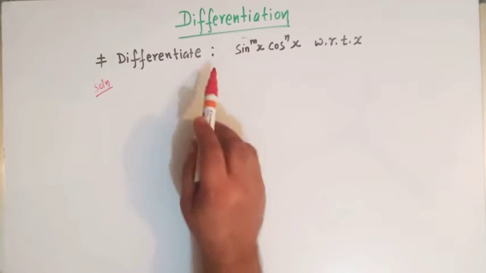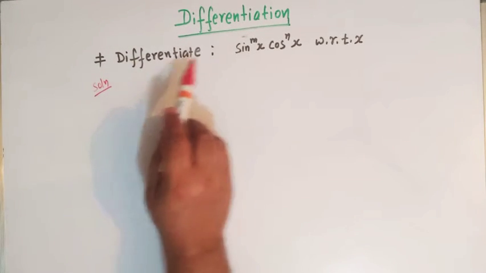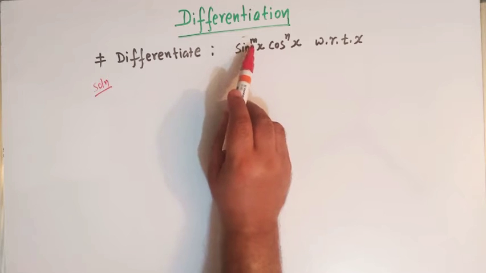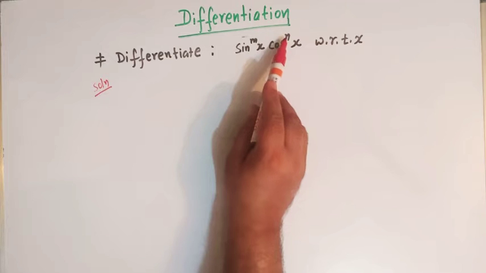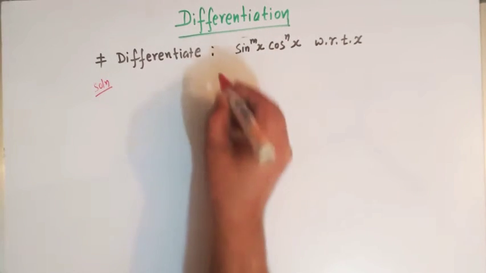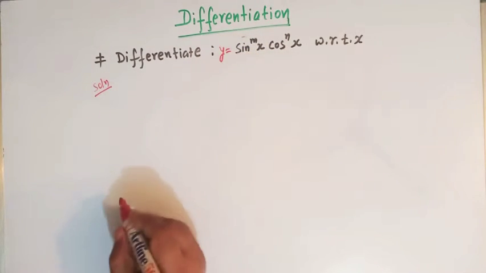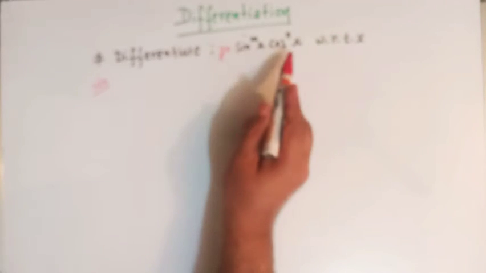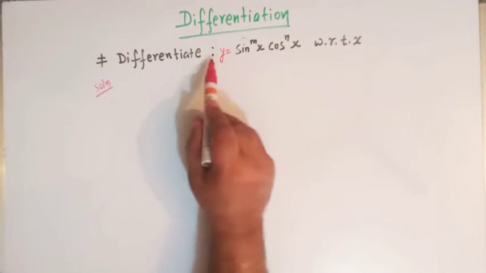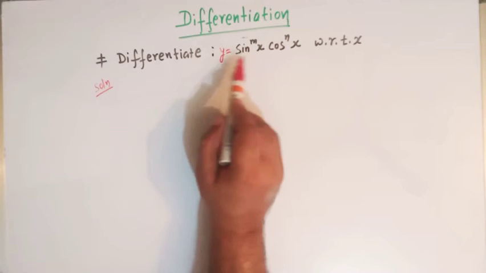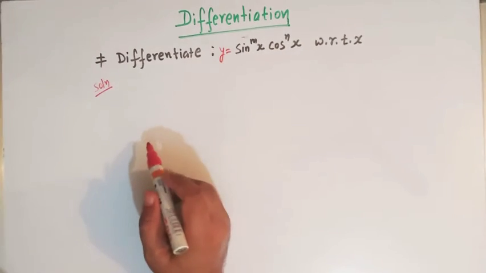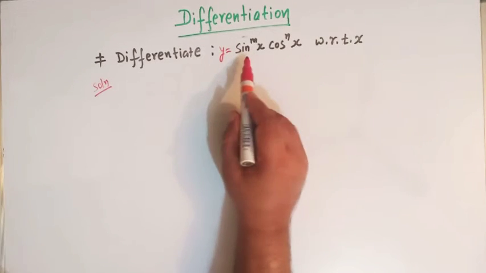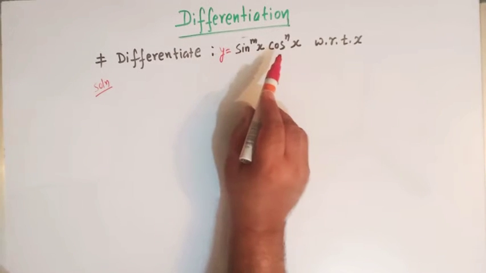Now viewers, let us take this problem. Here we have to differentiate sine raised to mx times cos raised to nx. Now here again let us assume this function as y, and this problem can be solved using the product rule, but here again I will prefer the method of logarithmic differentiation. So let us take the log of both sides.